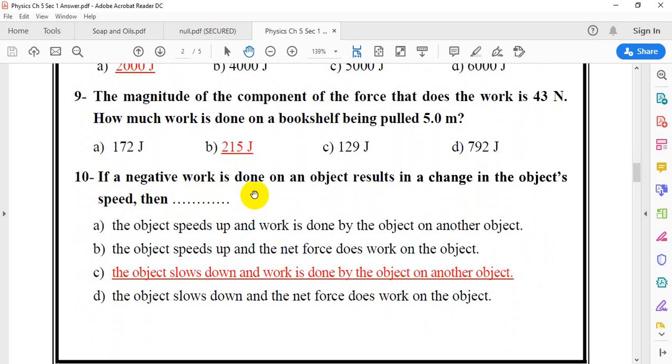If negative work is done on an object resulting in a change in the object's speed, then negative work means the object slows down and work is done by the object on another object. This is the meaning of negative work.